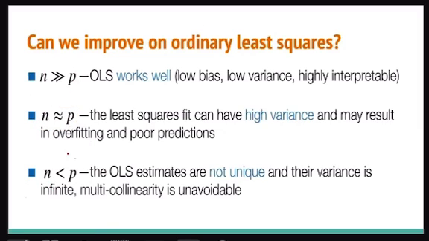When the number of observations is smaller than the number of explanatory variables, that's not good. Your OLS is never going to work well. It's not going to be unique at all. And the variance is going to be infinite. What do we mean? When variance is infinite, the variance is going to be so high. When the variance is so high, in that situation you cannot prevent multicollinearity.